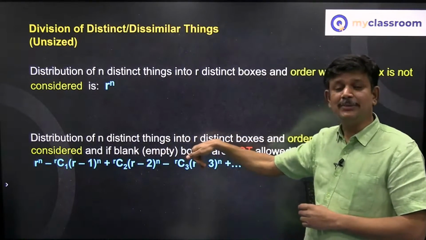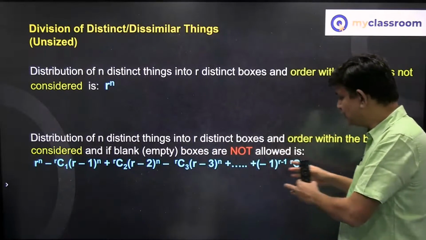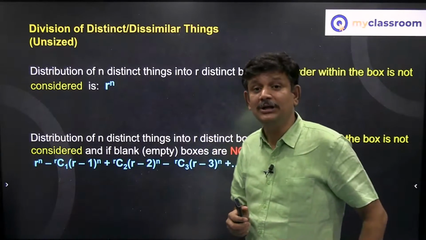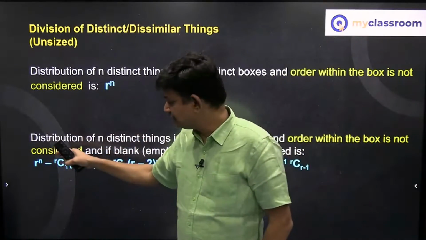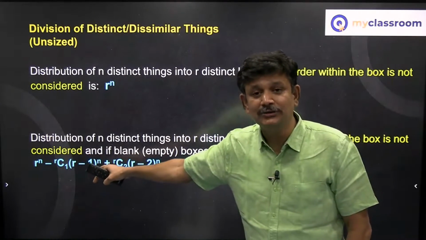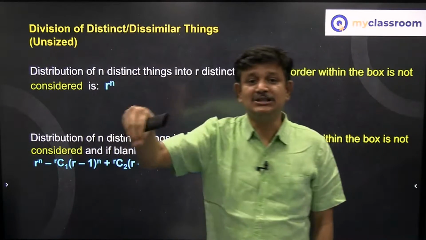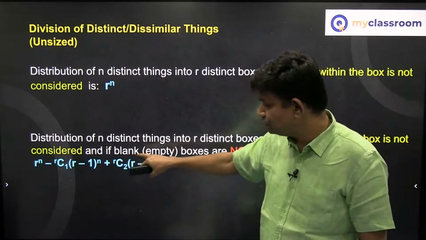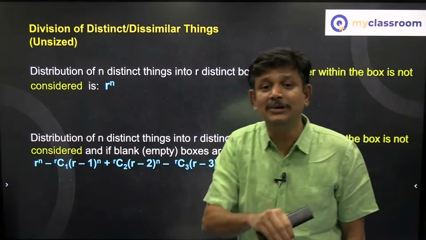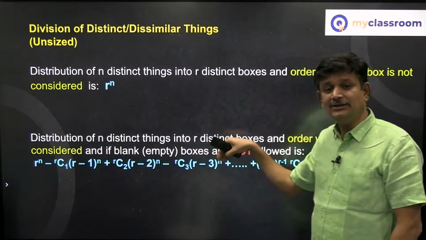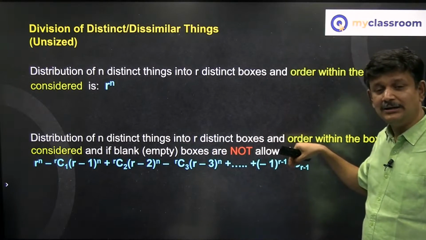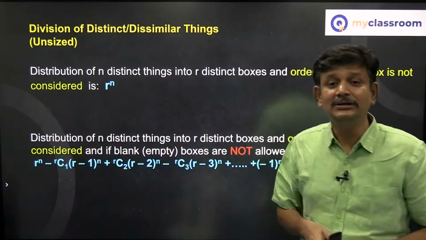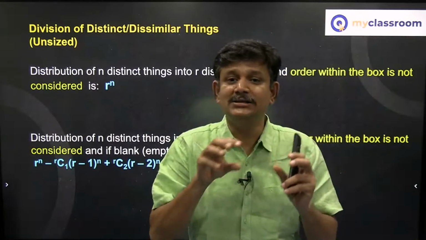Again, you have to subtract the cases where three boxes were empty, and so on; continue this. So by the inclusion-exclusion principle, none of the boxes should be empty. From the total r power n, subtract the case where one of the boxes was empty: choose the box, and distribute among the remaining r minus 1 boxes. But you will be subtracting in excess, so you have to add the case where two boxes were empty. Again subtract the case where three boxes were empty, add the case where four boxes were empty, and continue. So this is the formula when you have to divide n distinct things among r distinct boxes.